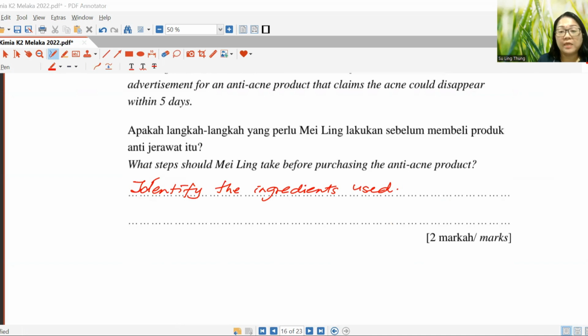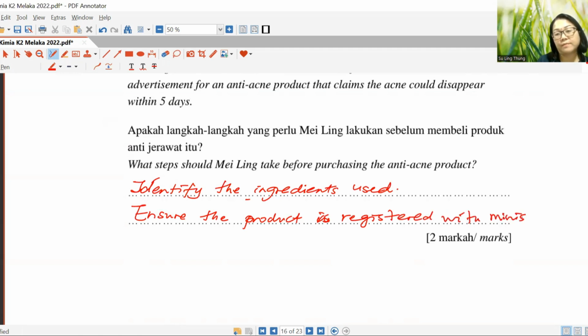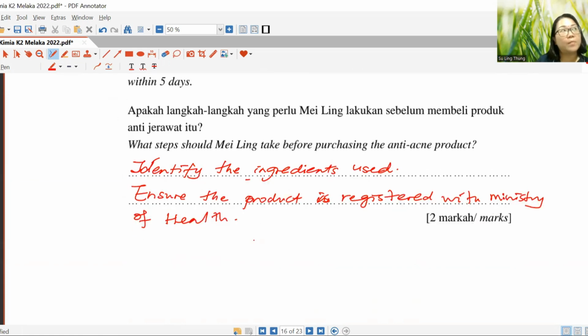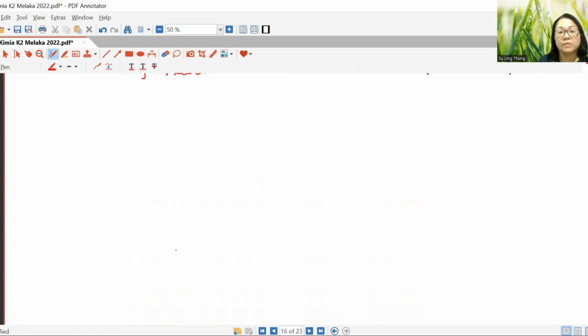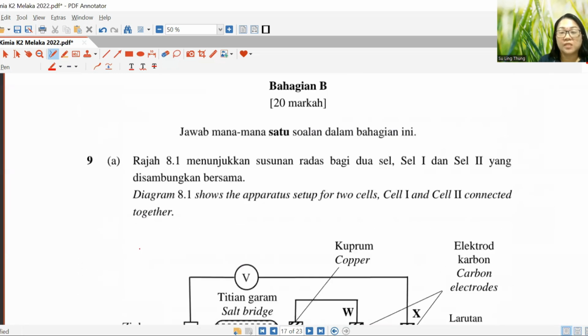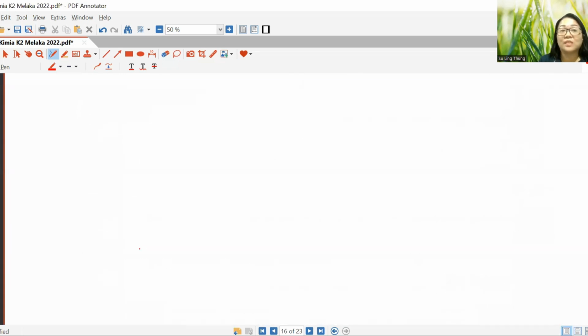Okay, so secondly, ensure that the product has been registered with Ministry of Health. So you have to make sure that the product is registered with Ministry of Health. Okay, so it's that simple. Actually, this one is more of consumers' right. Okay, you need to know all this. So that is all for section A. Okay, question 1 to question 8.